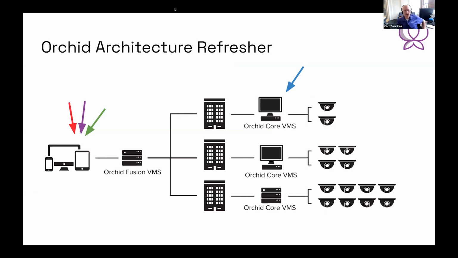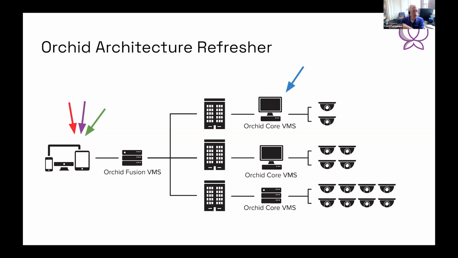Before we get started, I'll just do a brief recap of the Orchid architecture. Orchid VMS is comprised of a couple of different pieces, and we're going to talk about each of those pieces as we explain the new features. The first major piece is called Orchid Core VMS. That is our recording software, the software that's going to run on an NVR at an individual facility or location, something like a school, inside a manager's office, at an individual store or restaurant.